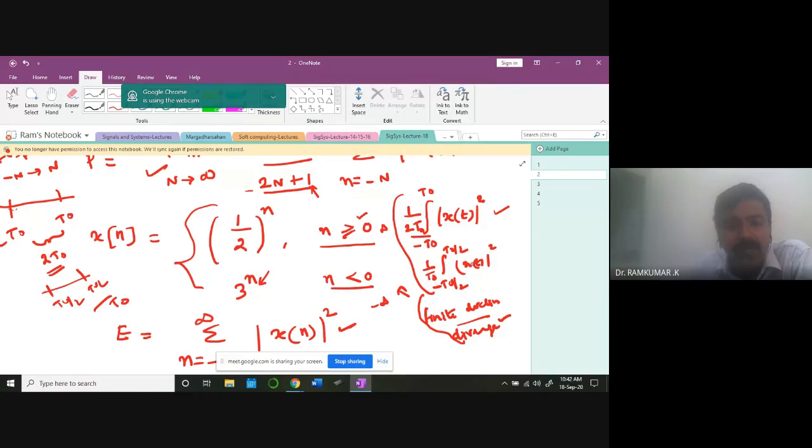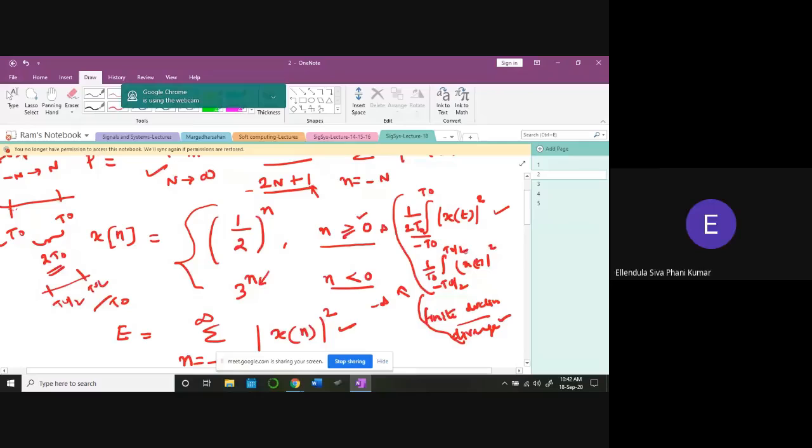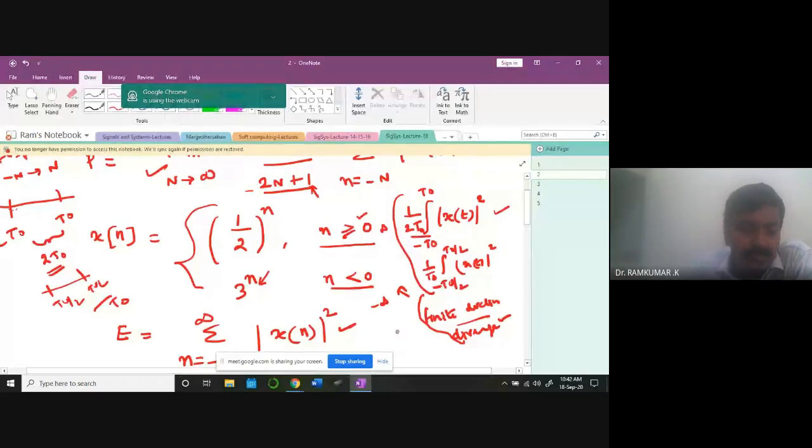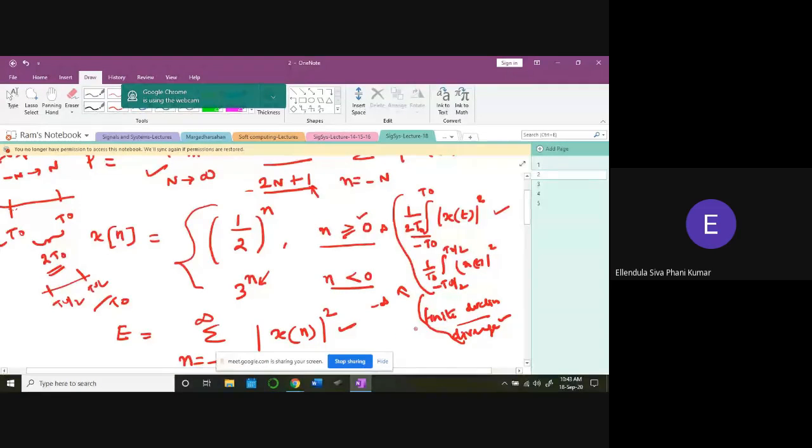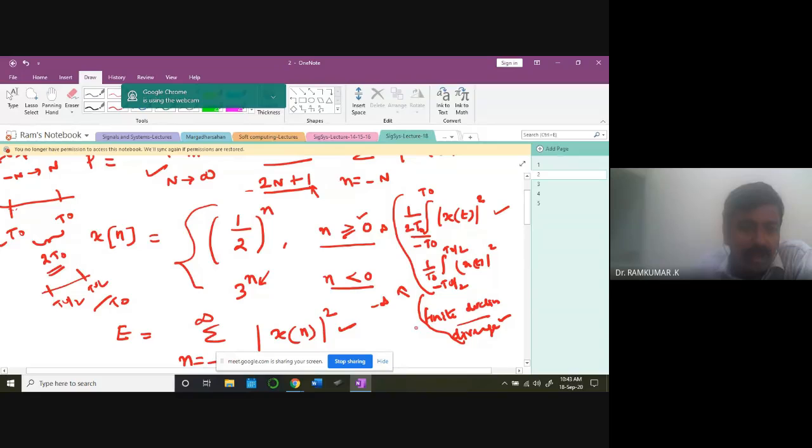Anybody from the class? Converging, sir. It's converging. How? If we substitute n equal to 1, we get 1 by 2, and n equal to 2, 1 by 4. So it is decreasing. Good. Yes, sir, exponentially. Exponential signals we already learned. Remember, that's why I asked you the question.